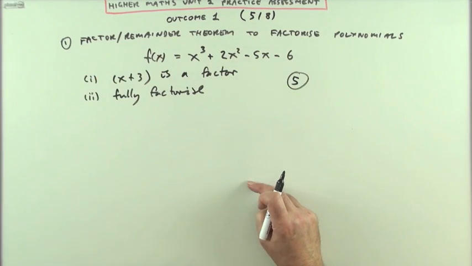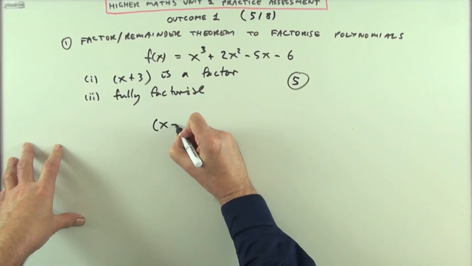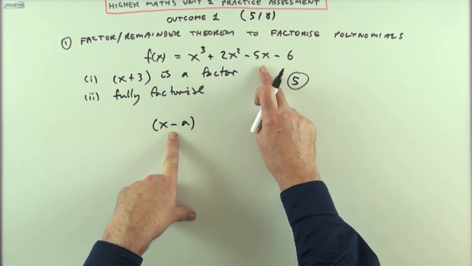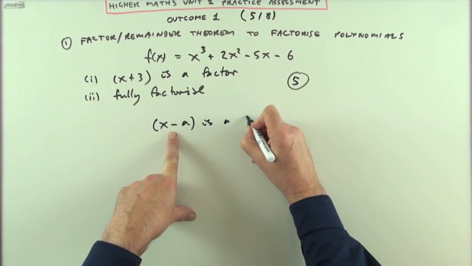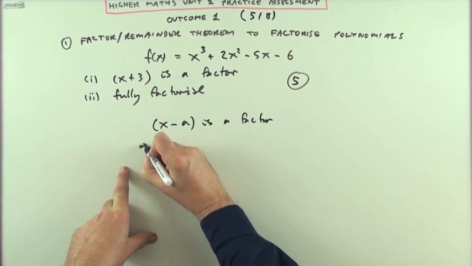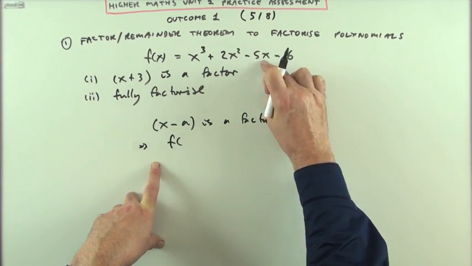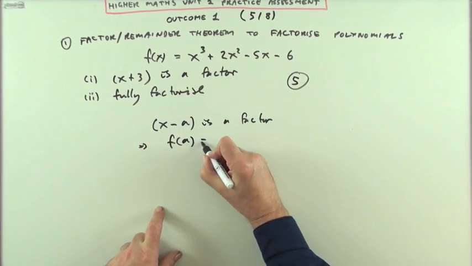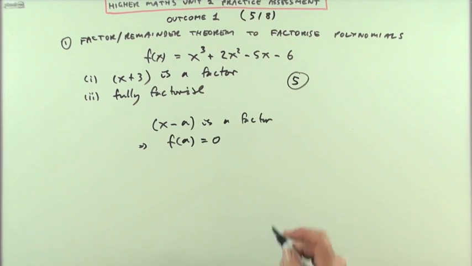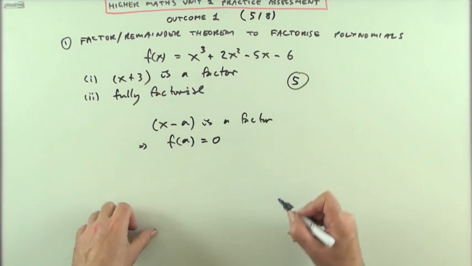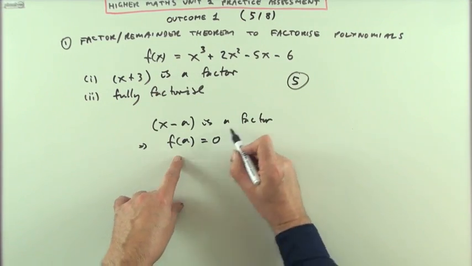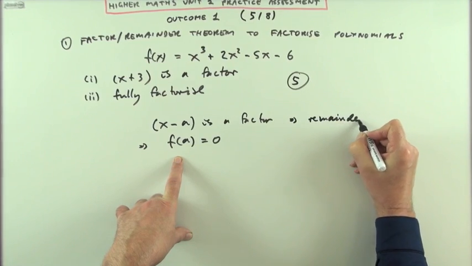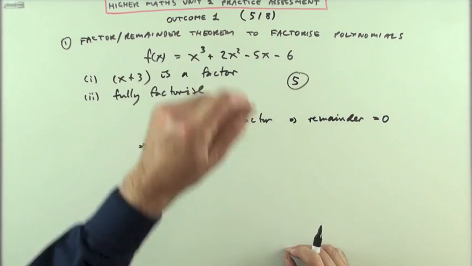Now, that's where this factor remainder theorem comes in. The factor remainder theorem works this way. If this little linear term is a factor of some polynomial, that means that if you evaluate that polynomial at the root of the factor, that should come to 0. And of course, if that is a factor, it means it divides exactly. So this says if it's a factor, that means that the remainder is 0. And that's the factor remainder theorem.